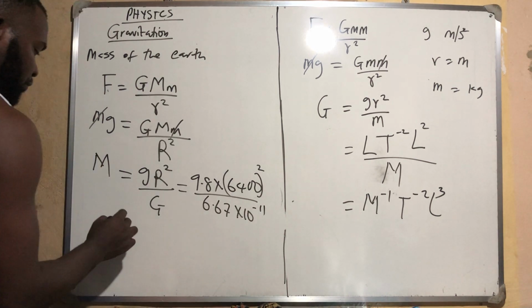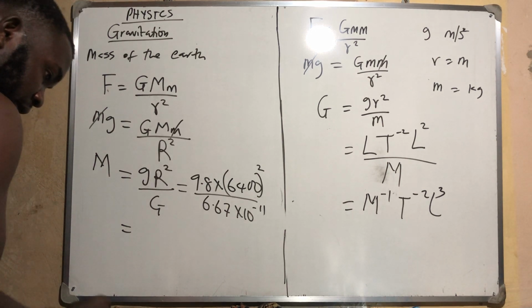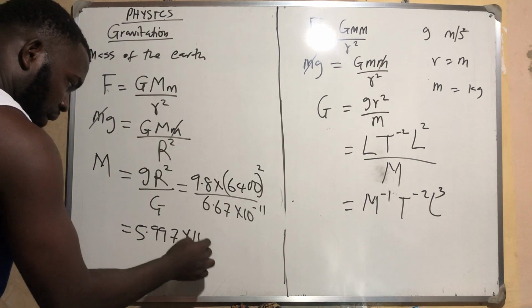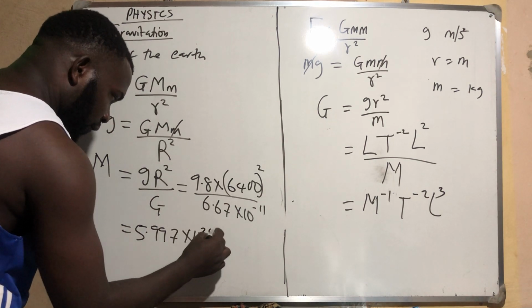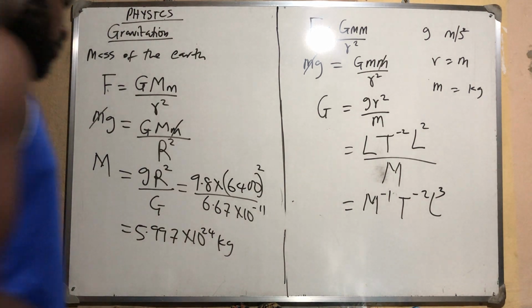Minus 11. So if you do that, you will get that the mass of the earth is 5.997 times 10 raised to power 24 kg. This is the mass of the earth. It's a constant. You need to know that as well.